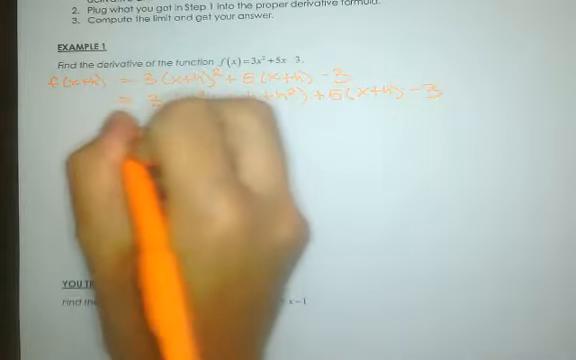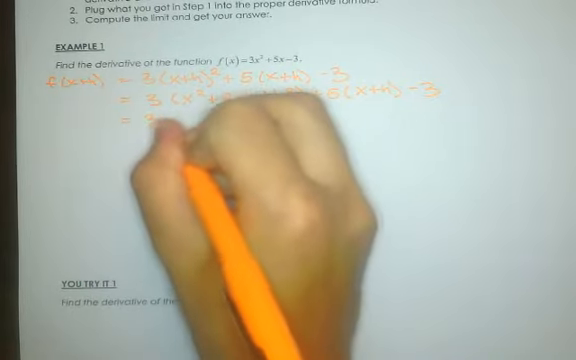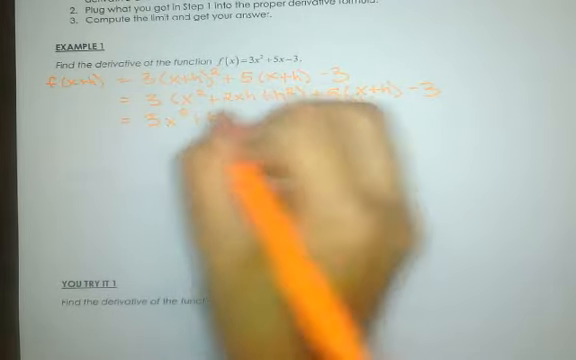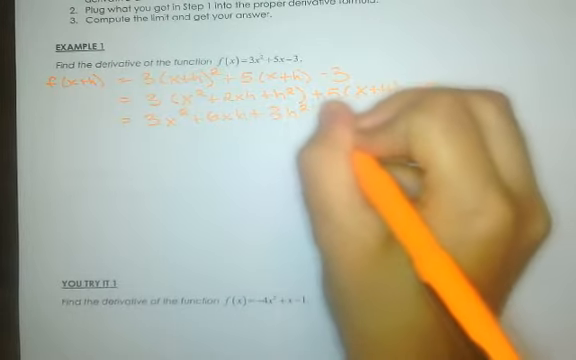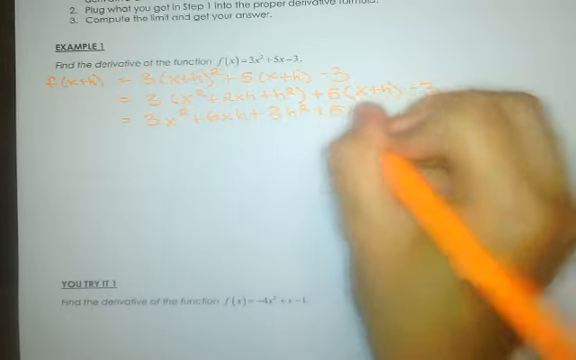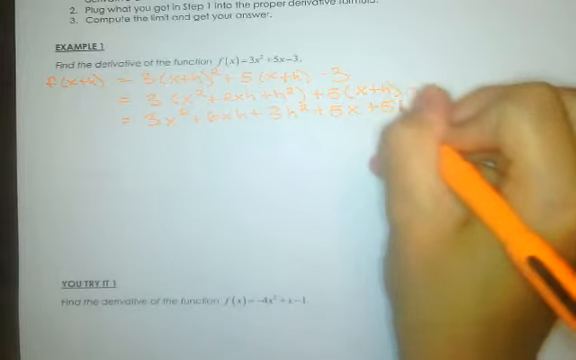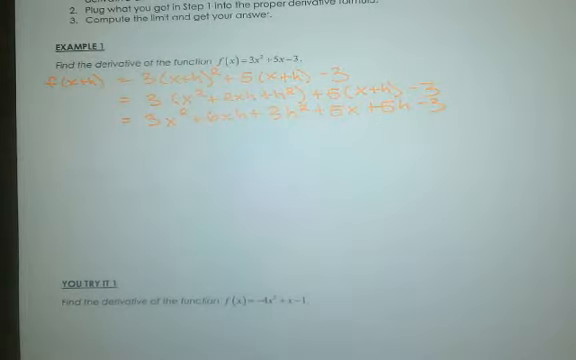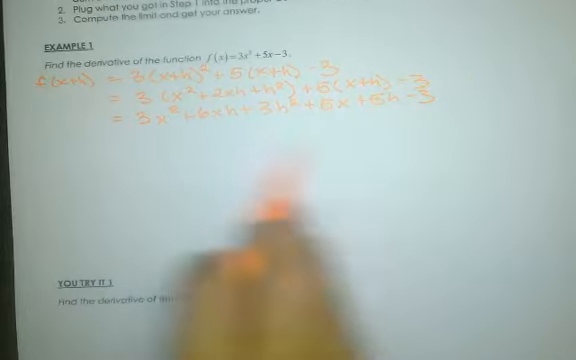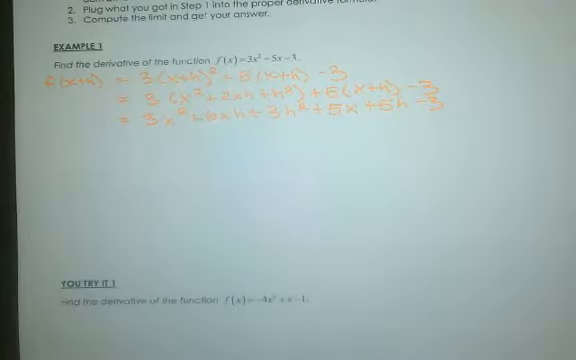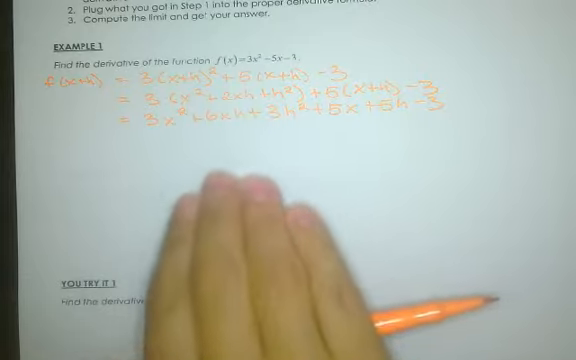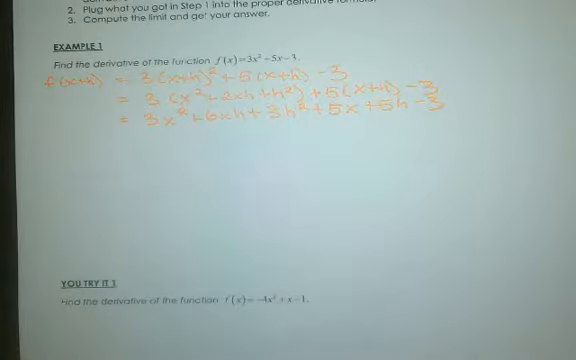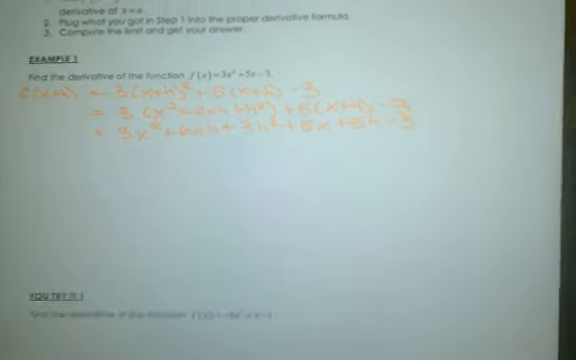So we can go ahead and distribute, so we get 3x squared plus 6xh plus 3h squared plus 5x plus 5h minus 3. And unfortunately, when you're looking at that, you're hoping that something combines, but they don't. So that's why I do this in its own separate step. And now I'm going to go ahead and plug into the formula.